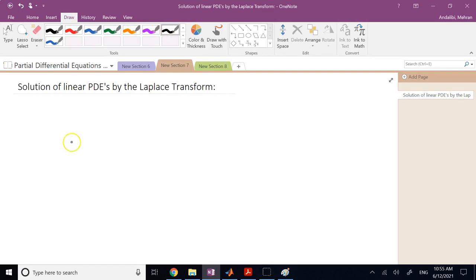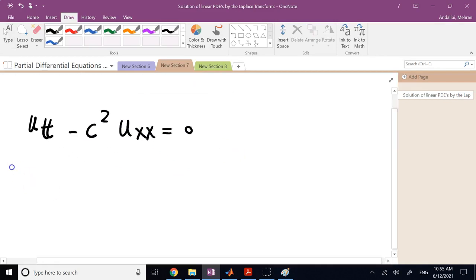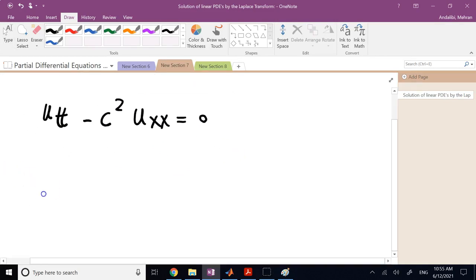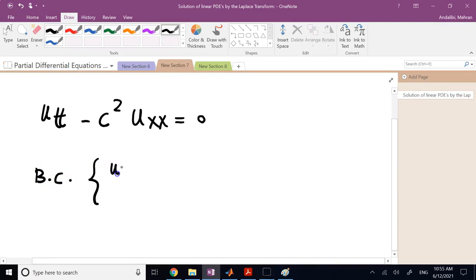The wave equation was u_tt minus c squared u_xx equal to zero. And we wanted to solve this, and let's say we had these boundary conditions. If you remember, we had boundary conditions like u at location zero at any time point is zero, and u at location L at any time point is zero. So we fixed the two ends of the string.